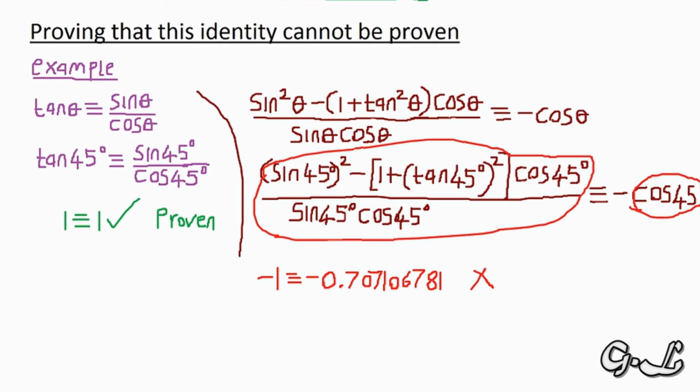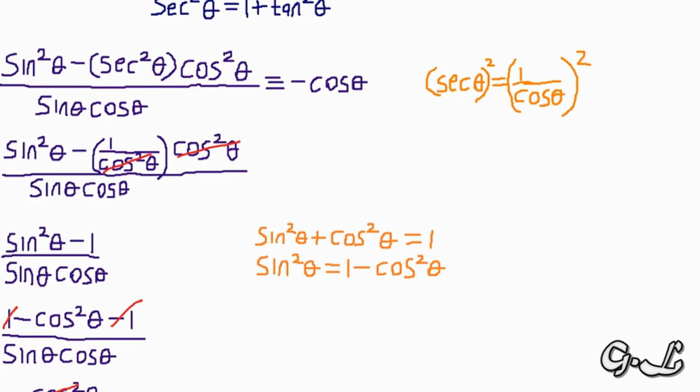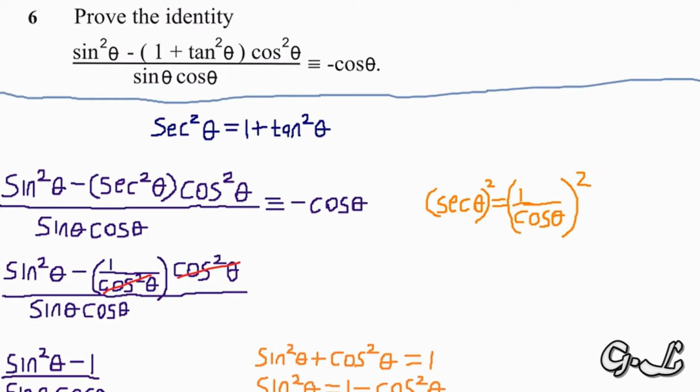So that is what you should keep in mind. Hence this identity cannot be proven. This is where you're supposed to end when you are attempting this question. So this is how it should be.